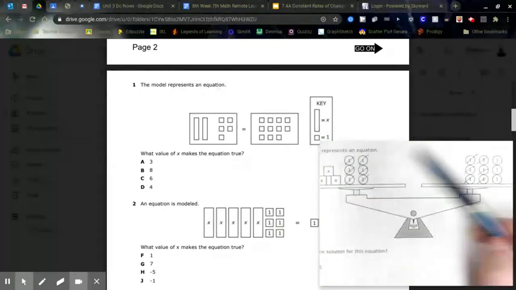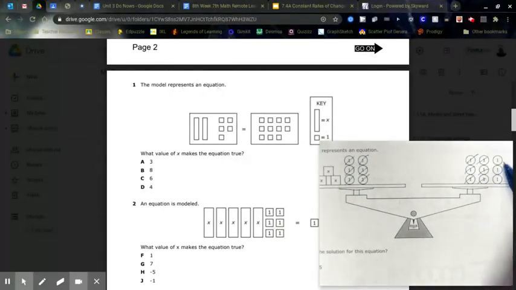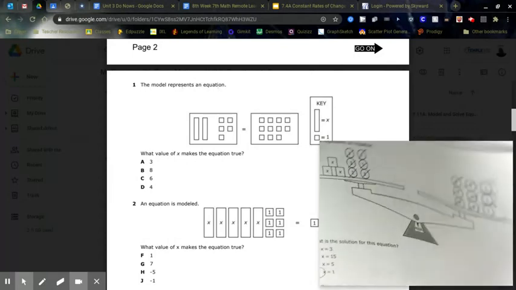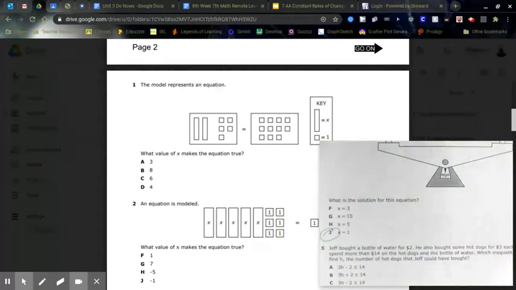So then I have 3x equals 3. So if I put them in groups of 3, that means just 1 is in each group. So that means x equals 1. So J is the answer on that one.